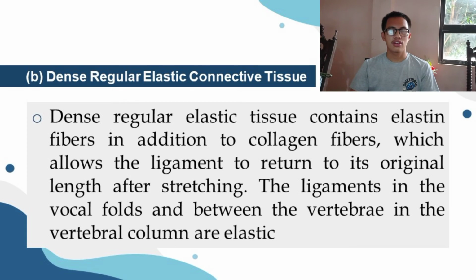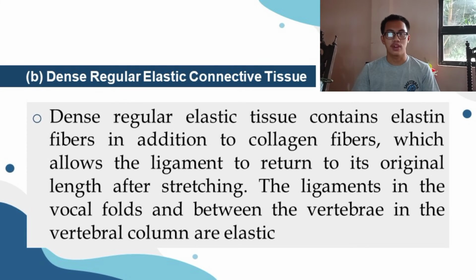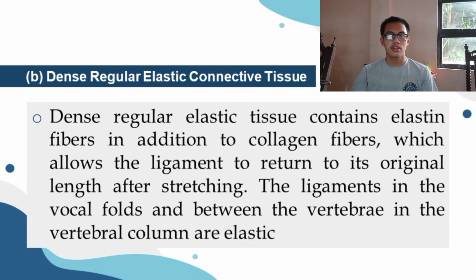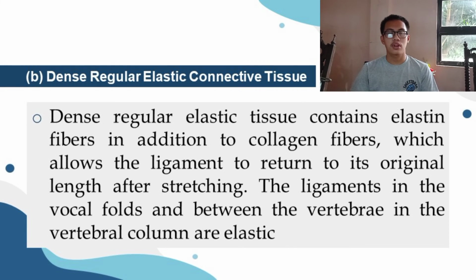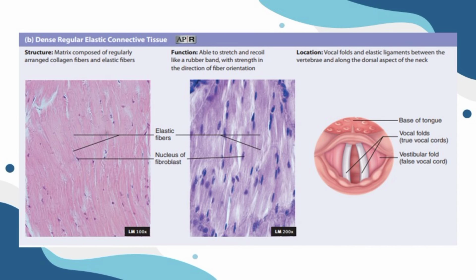Next is the dense regular elastic connective tissue. Dense regular elastic connective tissue contains elastin fibers in addition to collagen fibers, which allows the ligament to return to its original length after stretching. The ligaments in the vocal folds and between the vertebrae in the vertebral column are elastic.